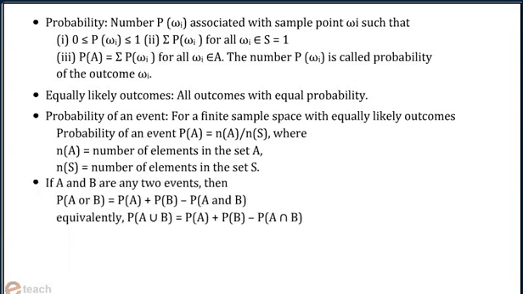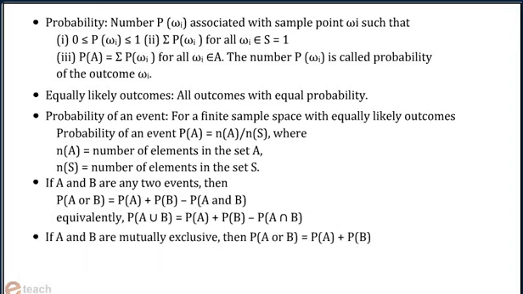If A and B are any two events, then probability of A or B is equal to probability of A plus probability of B minus probability of A and B. Equivalently, it can be written as probability of A union B is equal to probability of A plus probability of B minus probability of A intersection B.